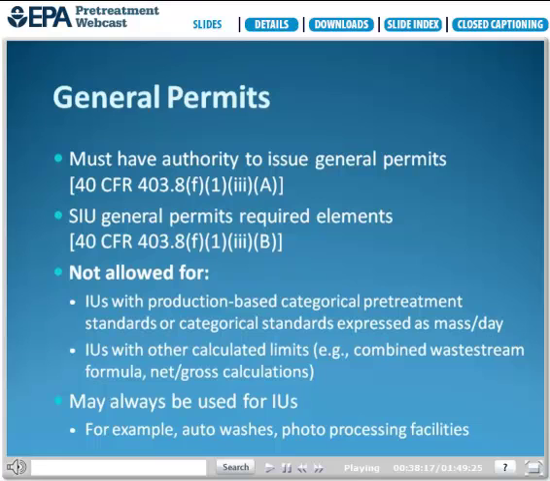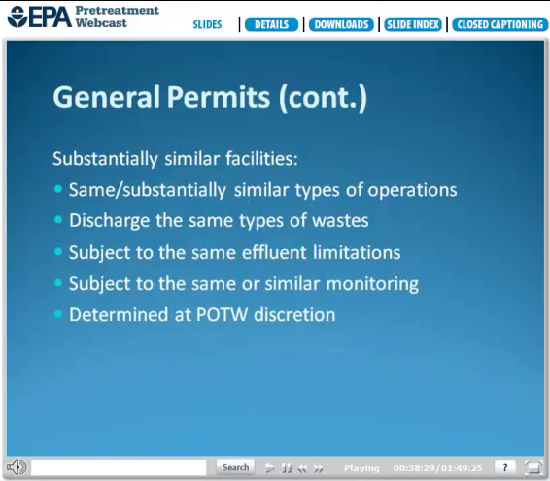So where would you consider using a general permit? The POTW permitting staff would be on the lookout for when it has multiple facilities with the same or substantially similar types of operations, discharge waste with the same characteristics, and then the POTW would be imposing the same limits and monitoring requirements. Notice in this slide that the word same seems to be repeated there. That should be a clue to you.